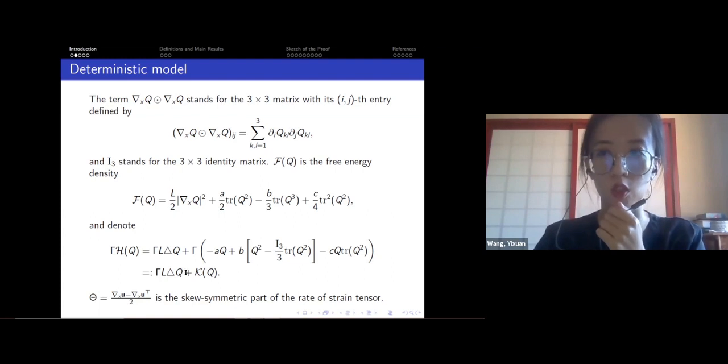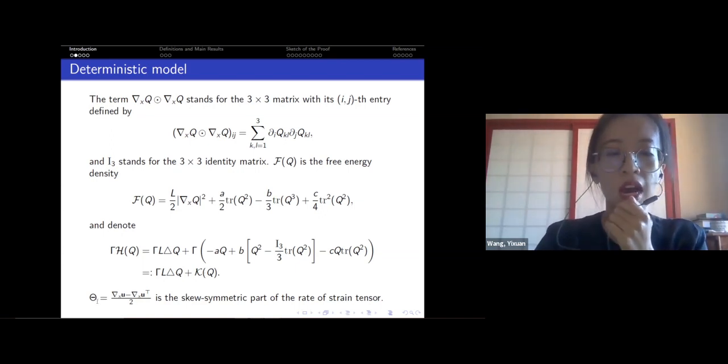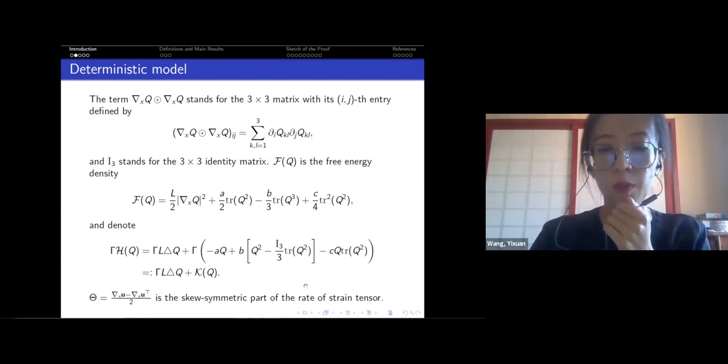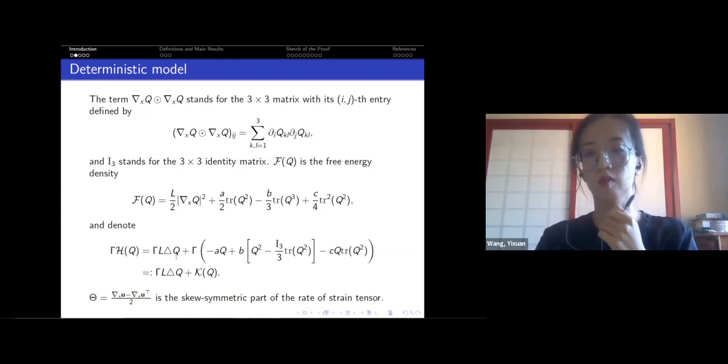We separate it into two parts: the Laplacian of Q, and the κ part of Q. And Θ is the skew-symmetric part of the strain tensor. It's defined like this.